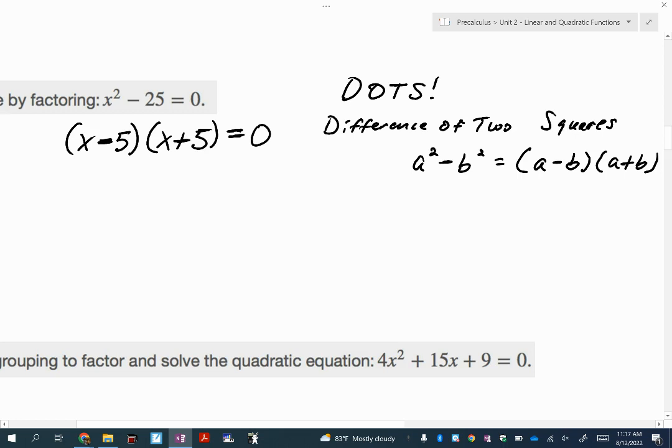You could also think of this as, well, your middle term b is 0, so you need factors of negative 25 that add to 0, so it'd be positive 5 and negative 5. That is not the thinking I want you to do. I really want you to focus on recognizing DOTS. So I have x minus 5 equal to 0 and x plus 5 equal to 0. So my two solutions are positive and negative 5, so plus or minus 5.